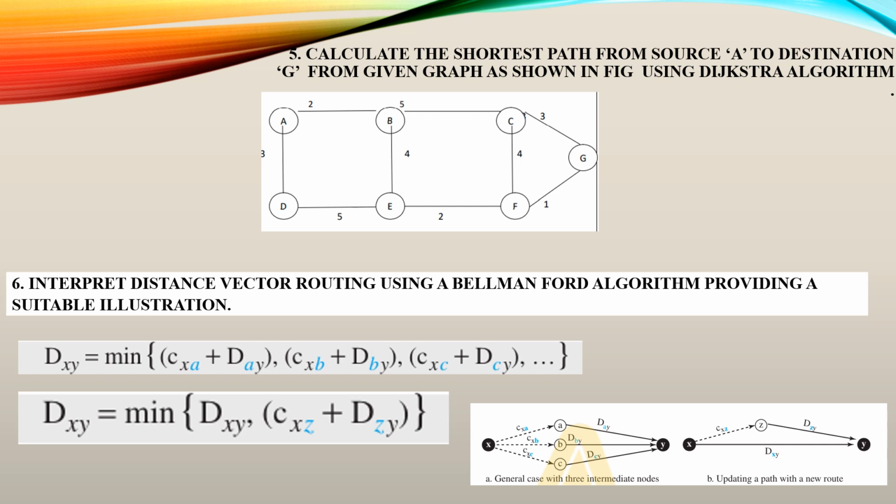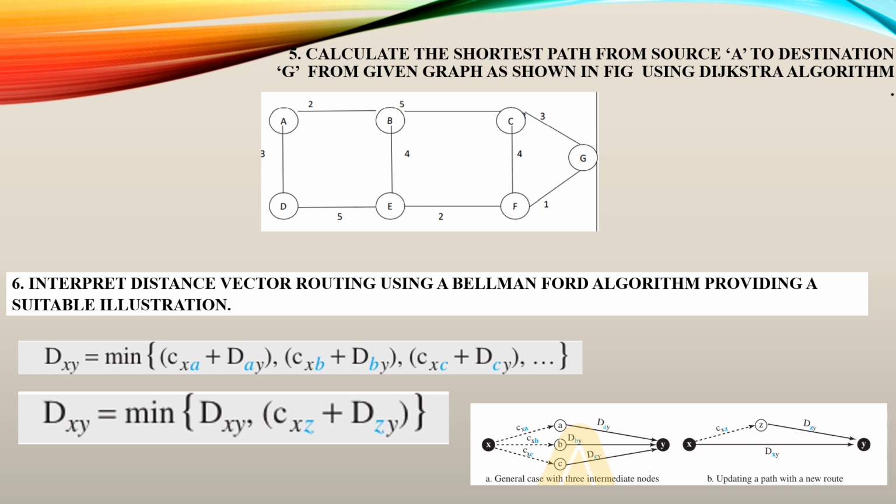Yes. Next, interpret distance vector routing using the Bellman-Ford algorithm, providing a suitable illustration. So the Bellman-Ford algorithm is nothing but the minimum distance that has been calculated. So these are the intermediate nodes A, B, C, and X, Y is the node. So here you can see C X A, how it has been calculated. This is the cost and this is the distance. So the cost of one node, that is C X A, plus your distance will give the Bellman-Ford algorithm.